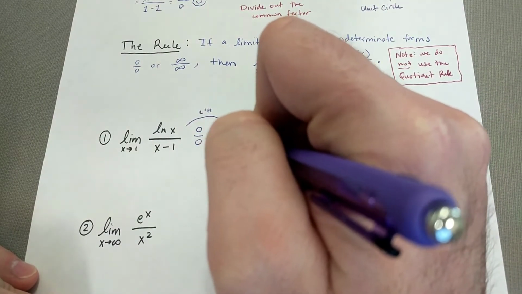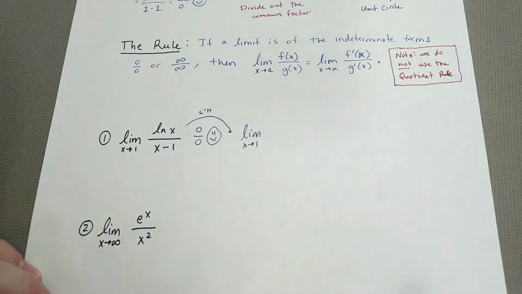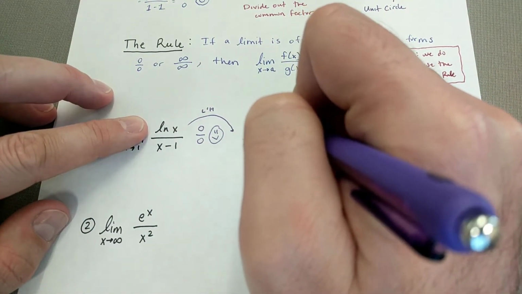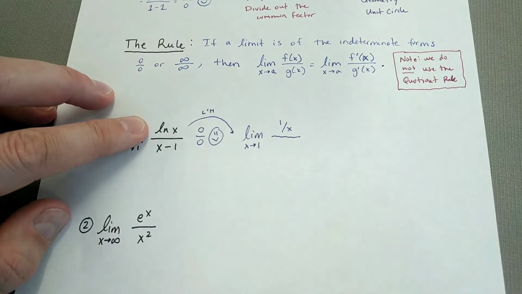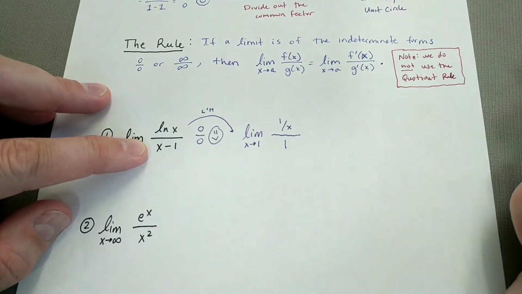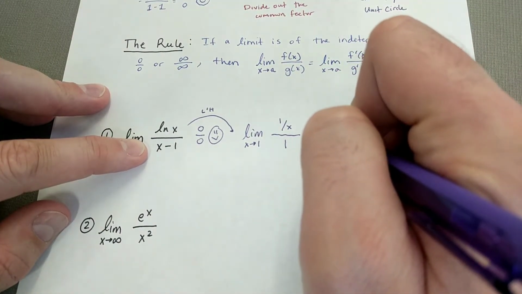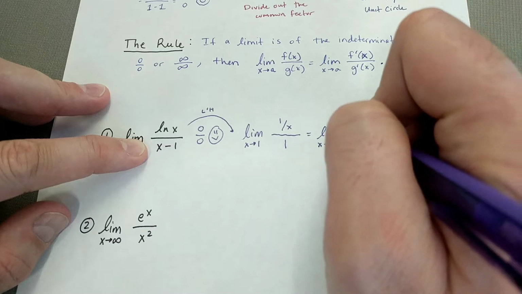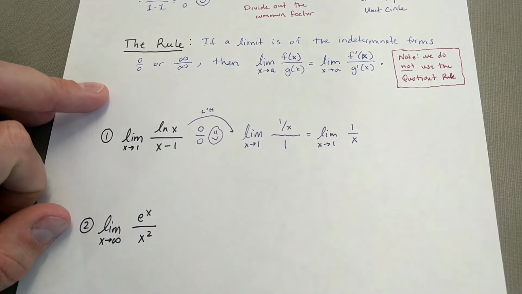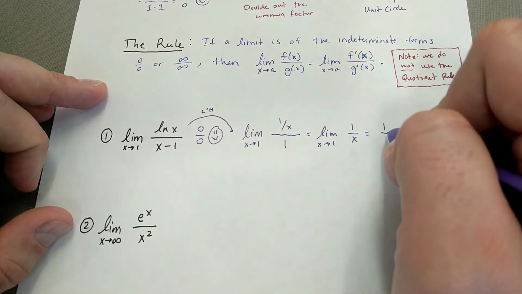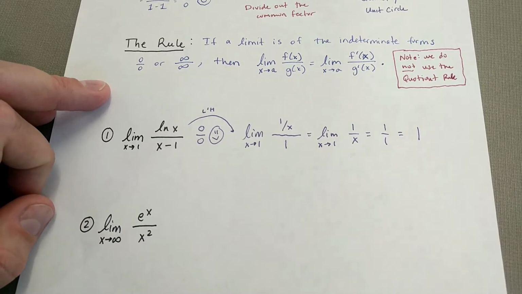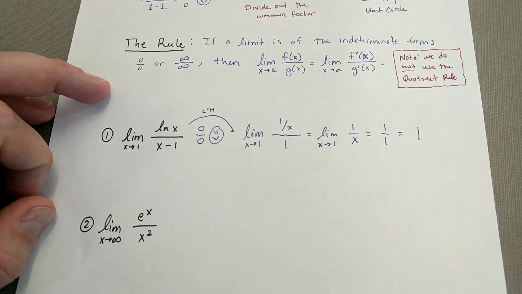So limit as x approaches 1, that stays the same. The derivative of the natural log is 1 over x. The derivative of the denominator is just 1. So this, of course, is just 1 over x. And now there isn't an issue of substituting in. The substitution gets us 1 over 1, which equals 1. So in this case, 0 over 0 was 1, but not always.